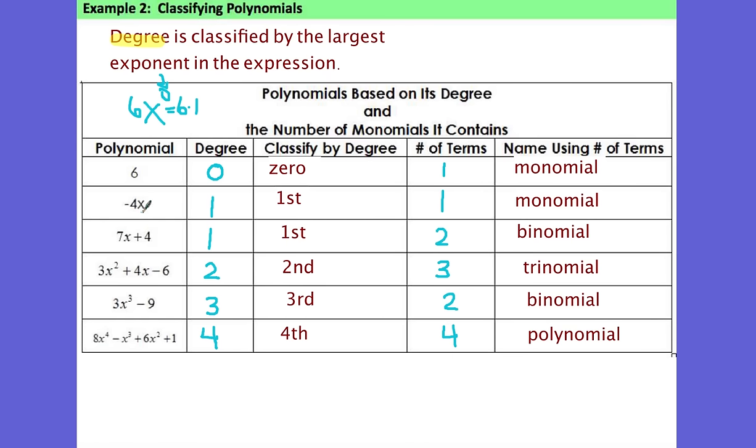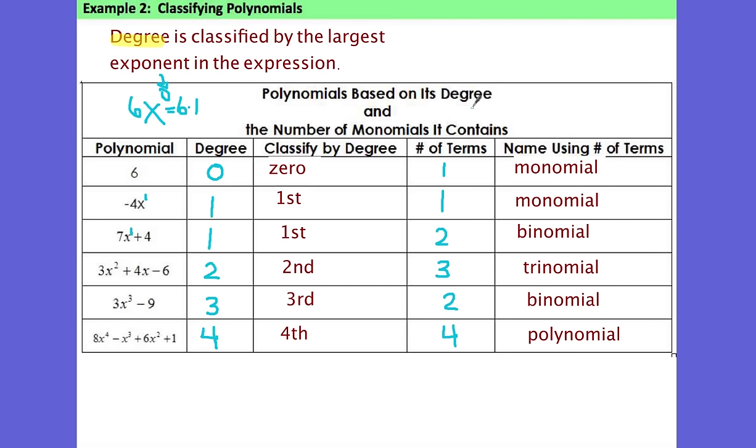So then we have negative 4x. That is one term because it is not separated by addition or subtraction. It is separated by multiplication. And when we don't see the exponent, it's really a 1, so that's the first degree. And then we have 7x plus 4, and that's also a first degree. Now this one, 3x squared plus 4x minus 6, since 2 is the largest exponent, it is the second degree. This one has a 3 as its largest exponent, so it's a third degree. And then this one has a 4 as its largest exponent, so it is the fourth degree.